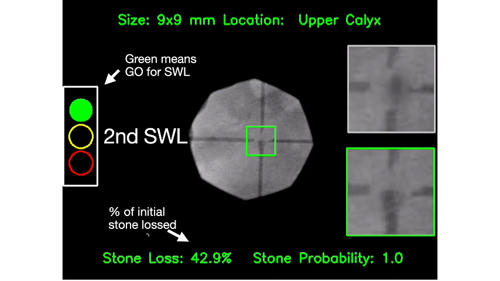The stone probability of the green box is 1.0. Note the subtle differences in the insets. The notification system shows green, which means go for shockwave application.